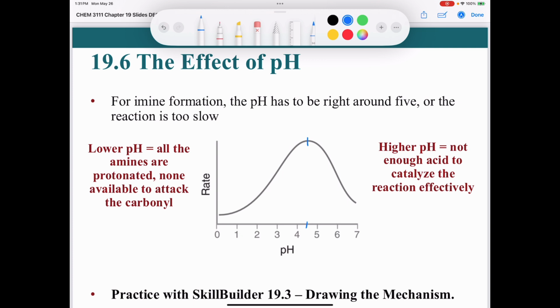But if the pH is too low, meaning too much acid is used, most of the amine is going to be protonated to give ammonium ions, and therefore there's going to be no nucleophile left. Under these conditions, step 2 of the mechanism occurs too slowly. As a result, care must be taken to ensure optimal pH of the solution during imine formation.